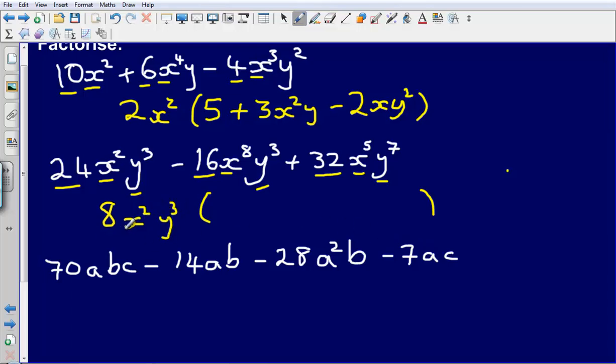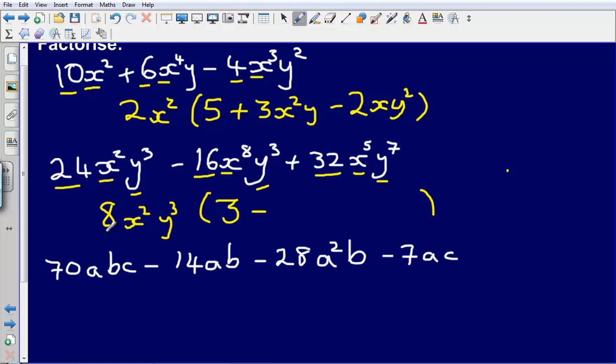Now what do I need to multiply 8x squared y cubed by to reach 24x squared y cubed? So to reach that, let's take a look. What do I need to multiply 8 by to reach 24? That's just going to be 3. And then x squared to reach x squared, well, I've already got it. Y cubed to reach y cubed, I've already got it. So it's just going to be 3 for that first one. Then the next part, what do I need to multiply 8x squared y cubed by to reach minus 16x to the power of 8 y cubed?